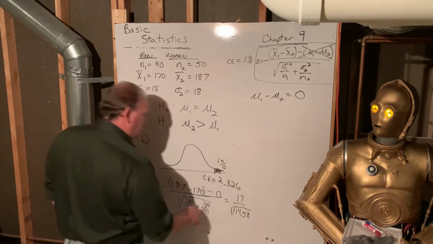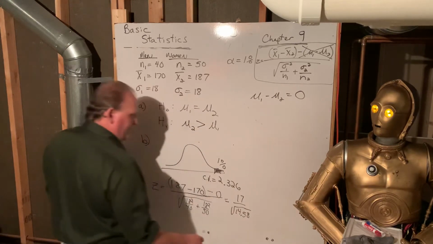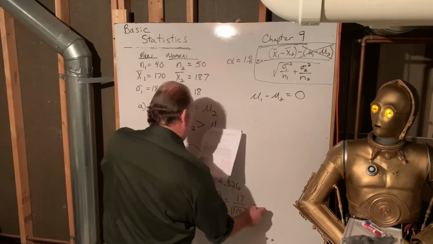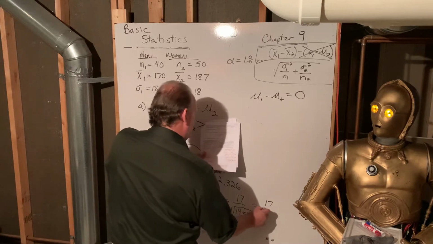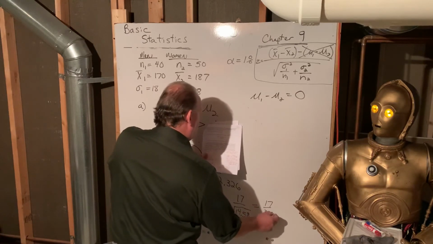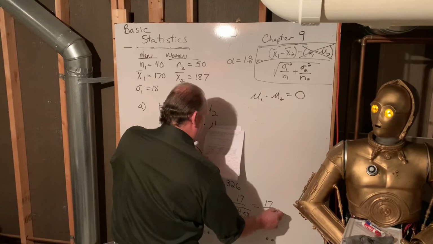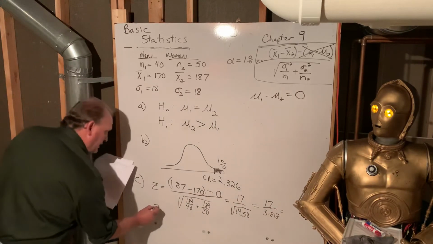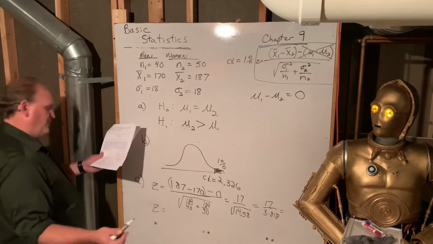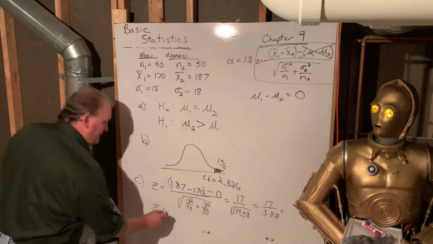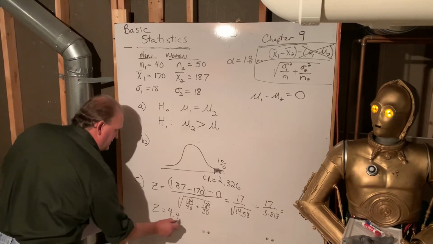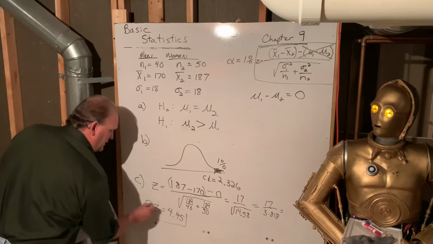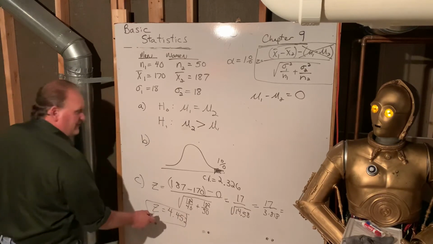And then you take the square root of 14.58, and that is 17 over 3.818, which is a z-score of 4.452. Whoa, 4.452 standard deviations above the mean.